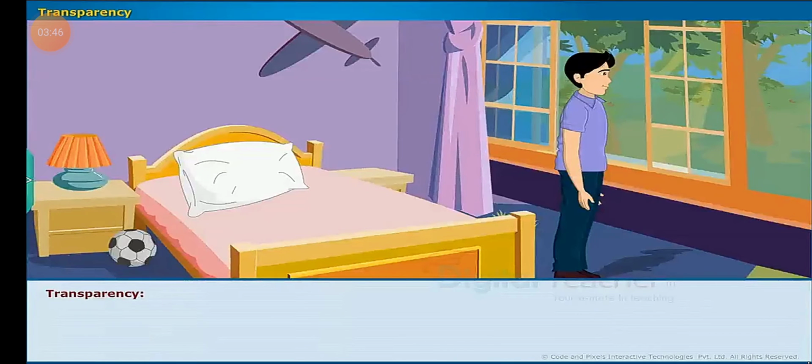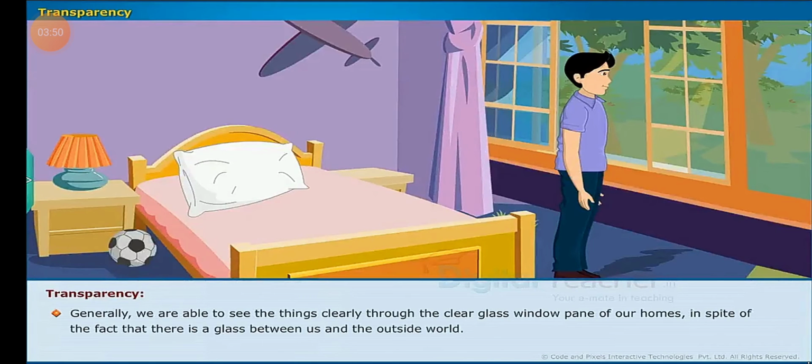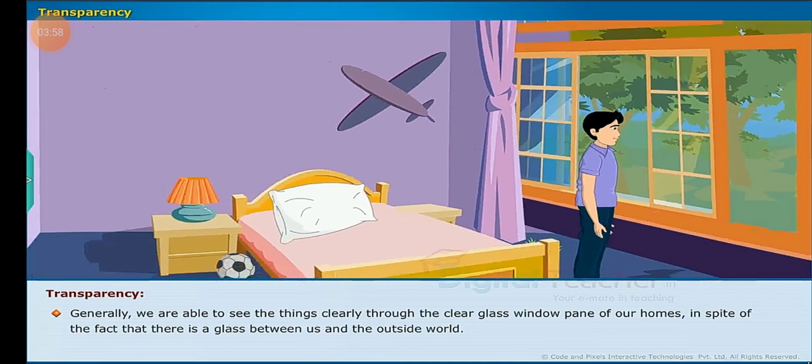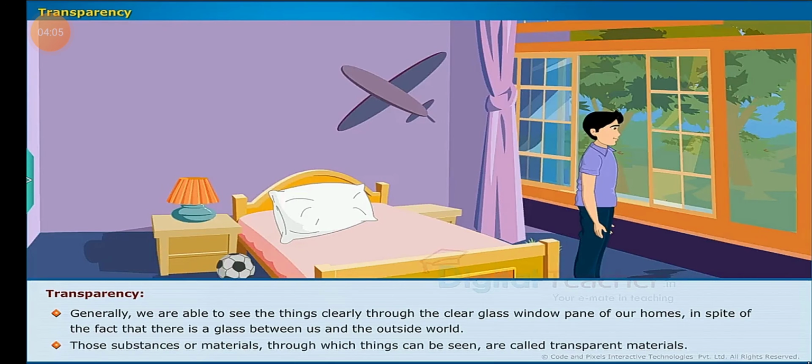Now, let us discuss the transparency of materials. Generally, we are able to see the things clearly through the clear glass window pane of our homes, in spite of the fact that there is a glass between us and the outside world. Those substances or materials through which things can be seen are called transparent materials.